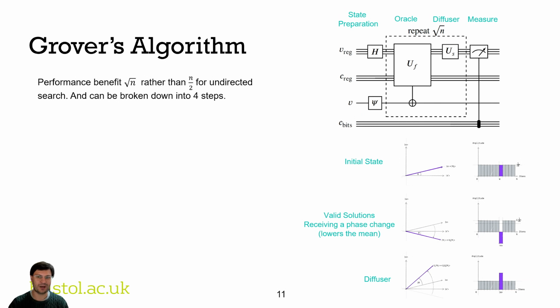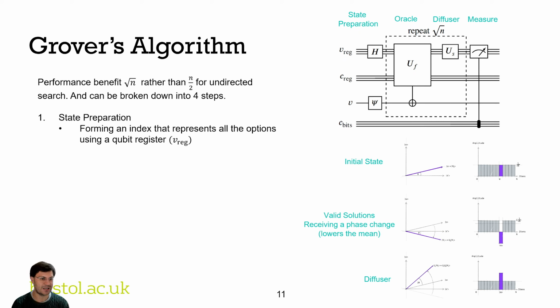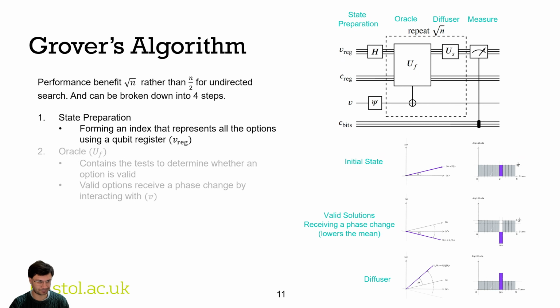So out of the toolbox, we pulled out Grover's algorithm with the anticipation that it will give us a performance benefit of up to square root n, rather than n over 2 for undirected search, n being the number of operations that you need to do. And Grover's algorithm can be broken down into 4 steps. We want to do a state preparation, where we get our qubits in a state where they can represent every single design option. We do that typically by setting them into superposition.